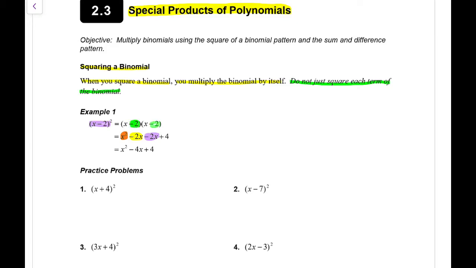positive 4. Then I'm going to combine the middle two terms because they are like terms. I have negative 2x minus 2x gives me negative 4x when I combine those. And my final answer will be x squared minus 4x plus 4.